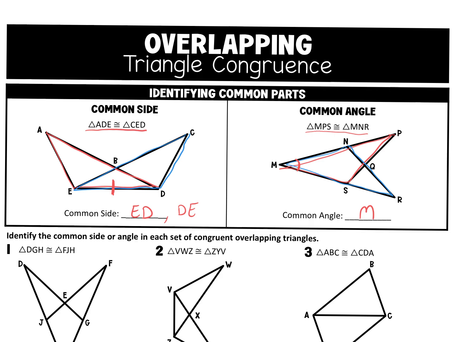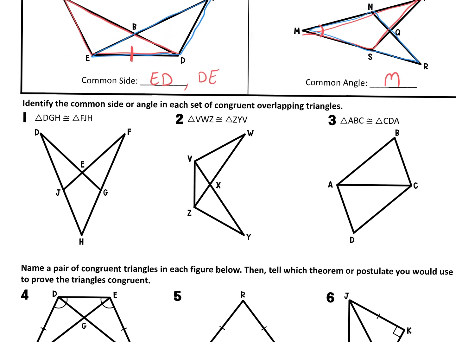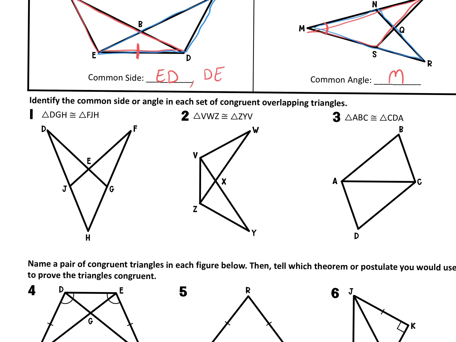Okay? What I want you to do, look at examples 1, 2, and 3. I want you to go through and mark the common side and the common angle, and then write what that common side or angle is on 1, 2, and 3. All right. Again, it's important to know what triangles you're looking at. So we're looking at DGH compared to FJH. What do they have in common? Angle H, so I can mark that angle to be congruent. So angle H is what they share.